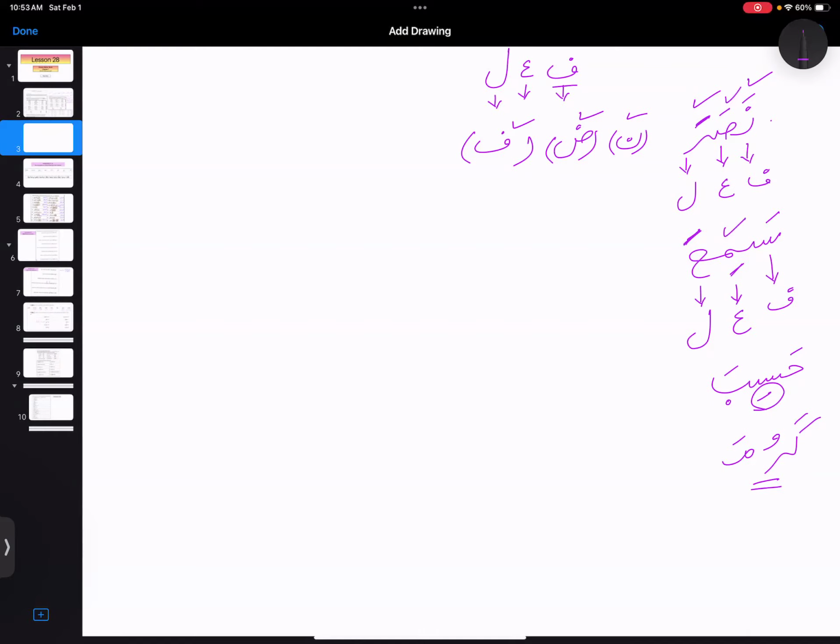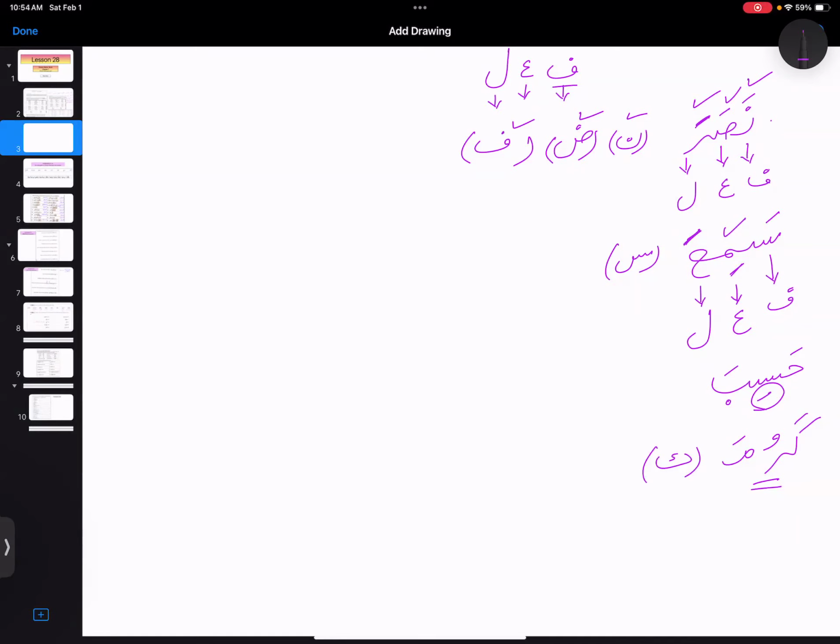Or the middle root letter sometimes takes a kasra, like in Samia. If the verb is like that, taking a kasra, we're going to say that this is Bab Samia. Then we have another bab, another family, which again takes a kasra, so we call it Bab Hasiba. And over here, Karuma: the middle root letter takes a Dhamma, and we say that this is Bab Karuma. So this is basically how families work.